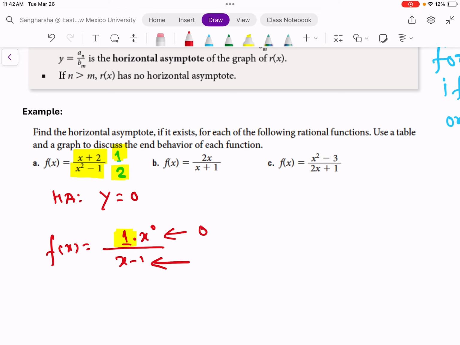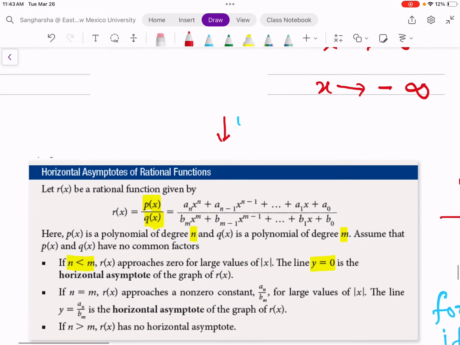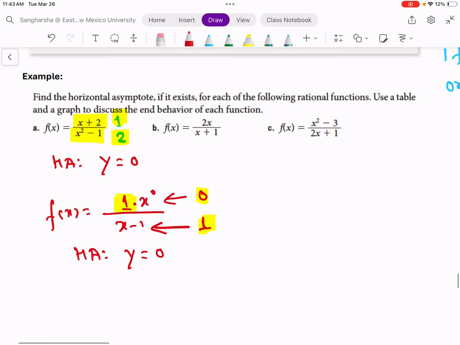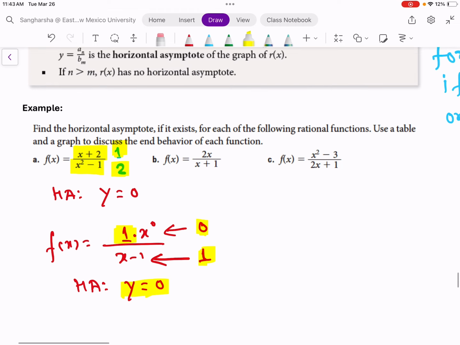What is the degree of the denominator? It's 1, right? So our degree of numerator is less than degree of denominator. And if this is the case, your horizontal asymptote is always y equals 0. And that's what we had in our graph here, see? So the x-axis, y equals 0, is the horizontal asymptote. Every time the degree of the numerator is less than the degree of the denominator, not only in this example, y equals 0 is the horizontal asymptote.